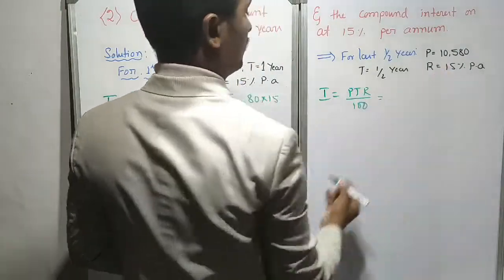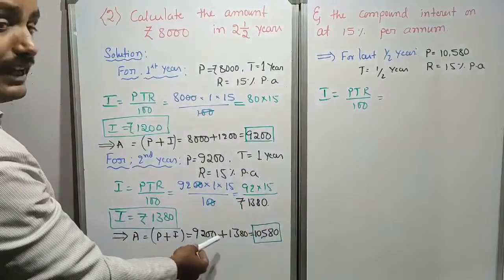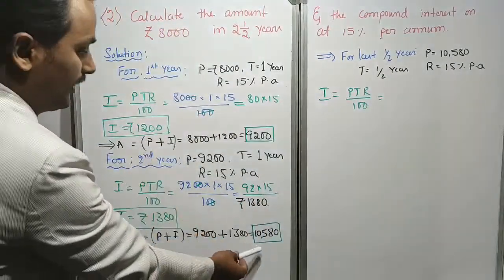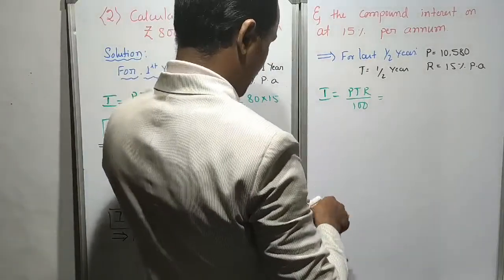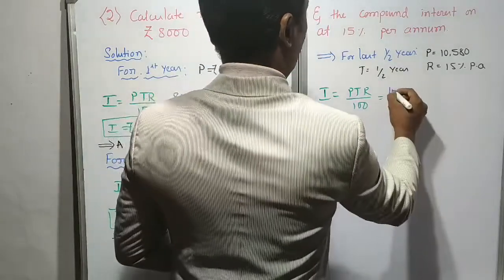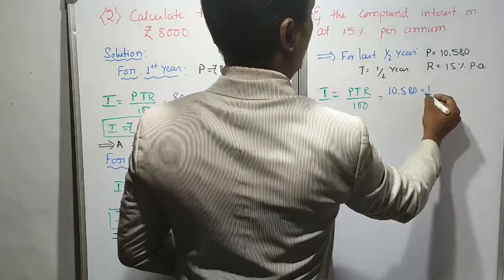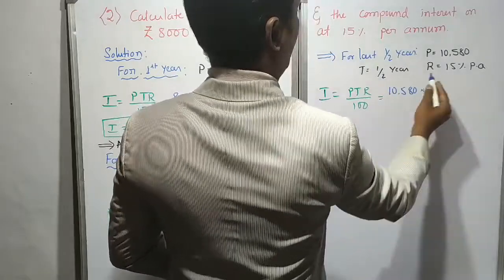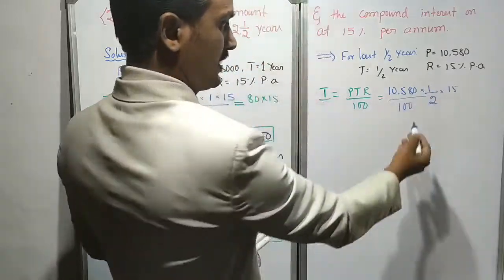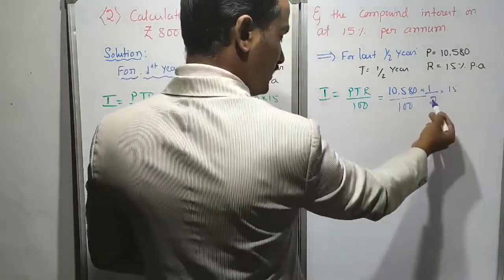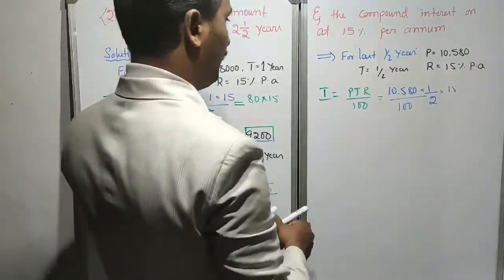Then the principal amount for the last half year. The principal amount I consider is the amount at the end of the second year, that is 10,580. Shall I substitute here, dear children? Look here. 10,580 into time is half year, 1 by 2, into rate of interest is 15 divided by 100. This half divided by 100 means 2 will come to the denominator only, because I wrote like this. Don't get confused.